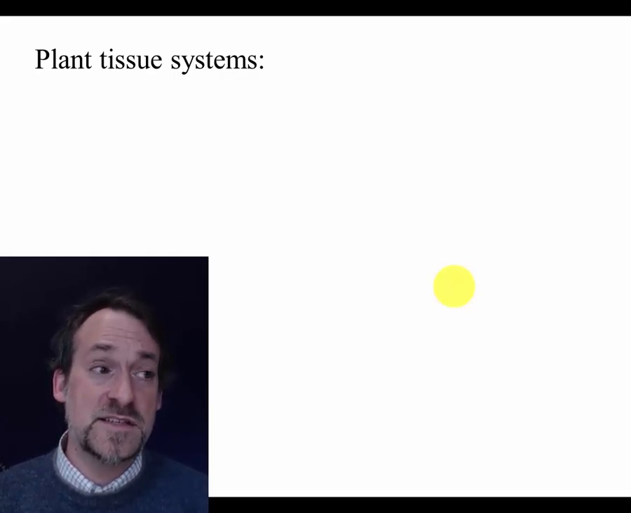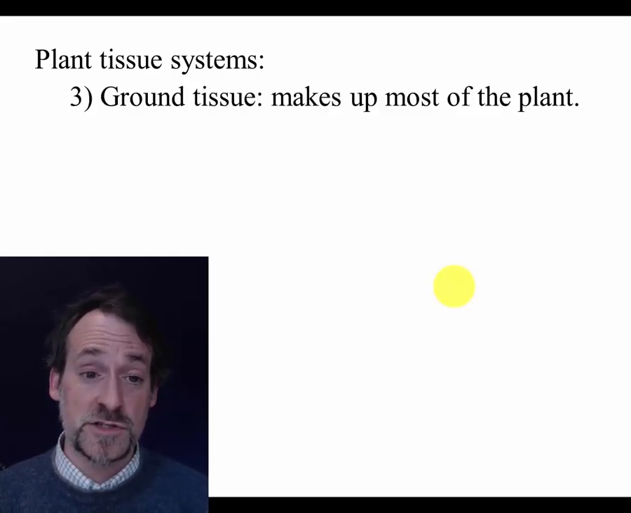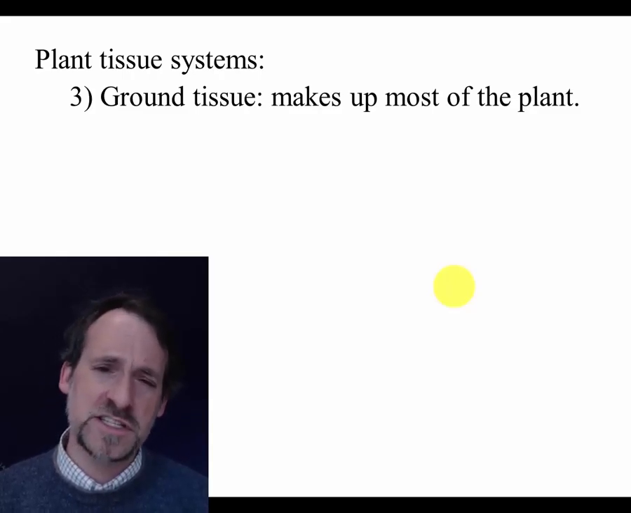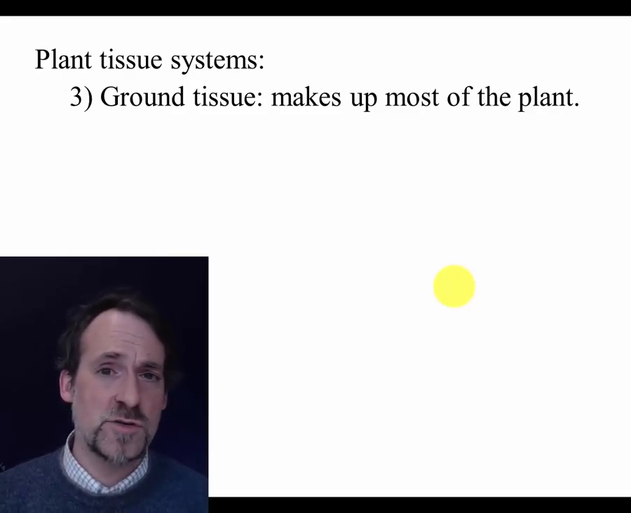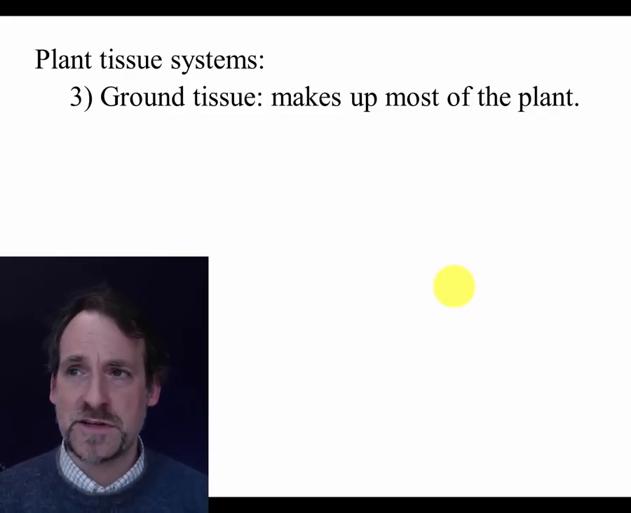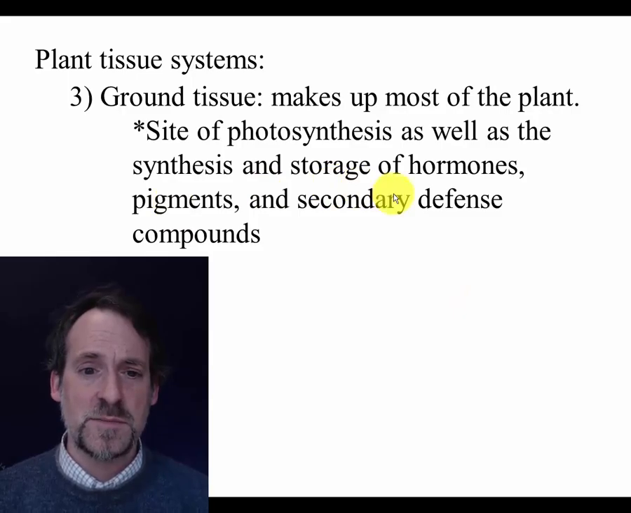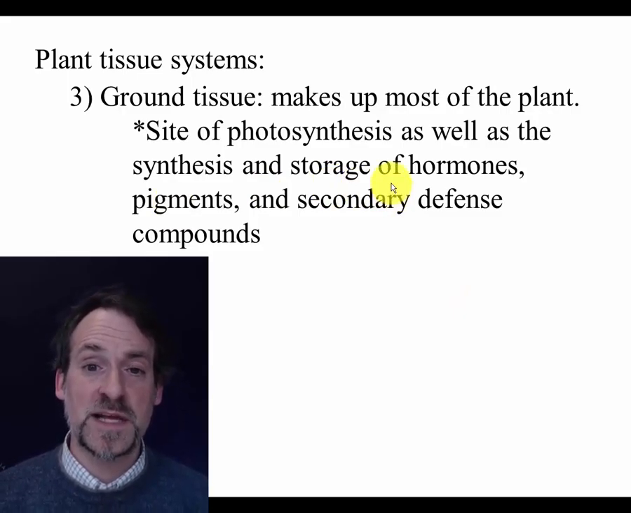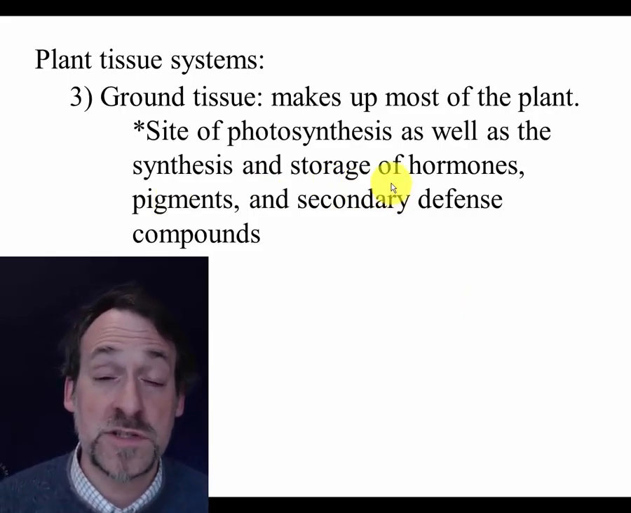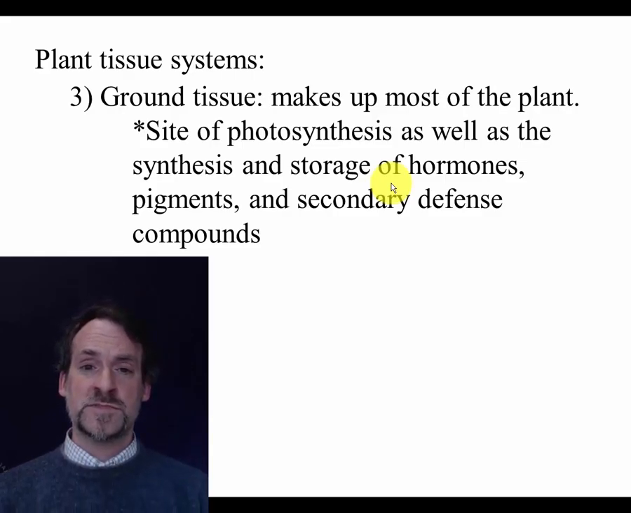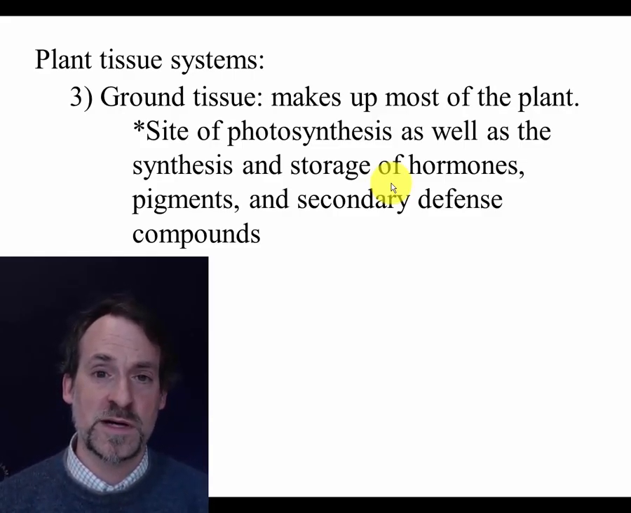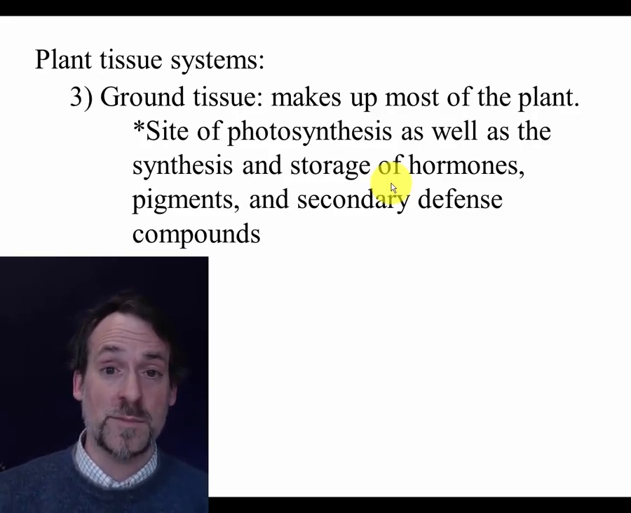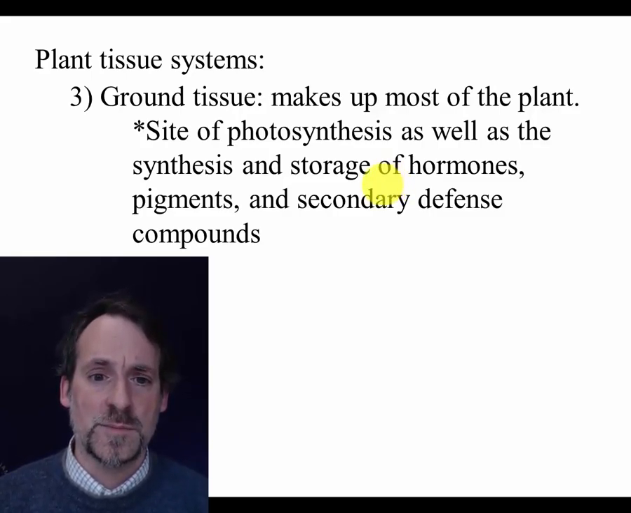The second differentiated tissue system that you should know is what's called ground tissue. Most of the tissue of a plant is ground tissue. I'm not going to say too much about it. It's kind of a grab bag of different things, but this is where photosynthesis takes place. It's also the site of most of the other things that a plant does, such as generate hormones. It's where pigments are made, and this is where defensive chemical compounds get produced.